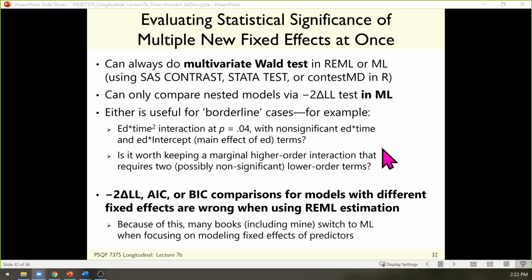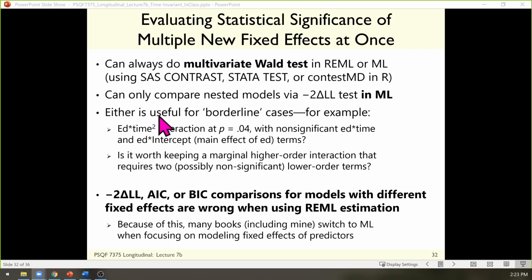So the difference in -2 log likelihood after you add effects of a time invariant predictor, but just keep in mind that that's only accurate, let's go with that, for maximum likelihood. So if you're in REML, your models cannot differ in their fixed effects to do a likelihood ratio test, so that strategy doesn't work.